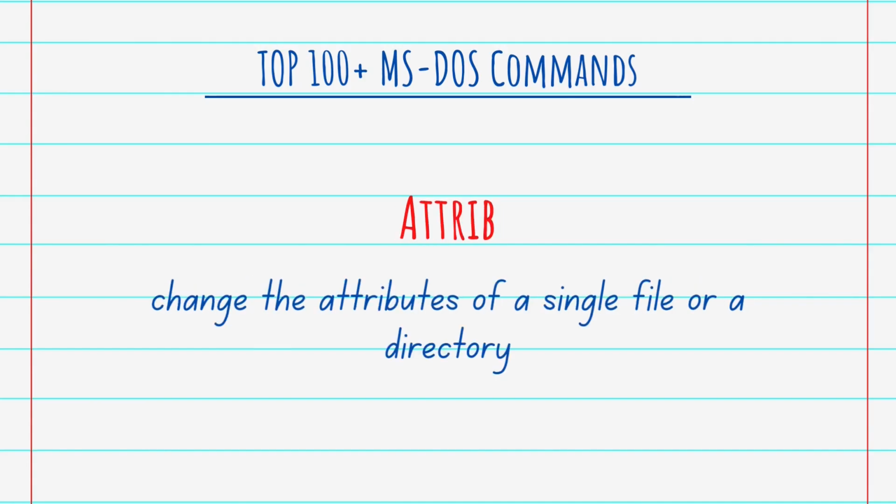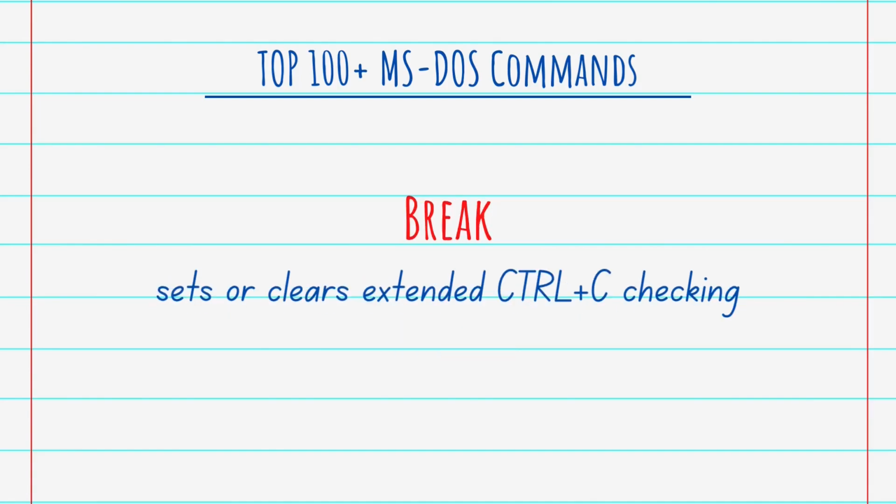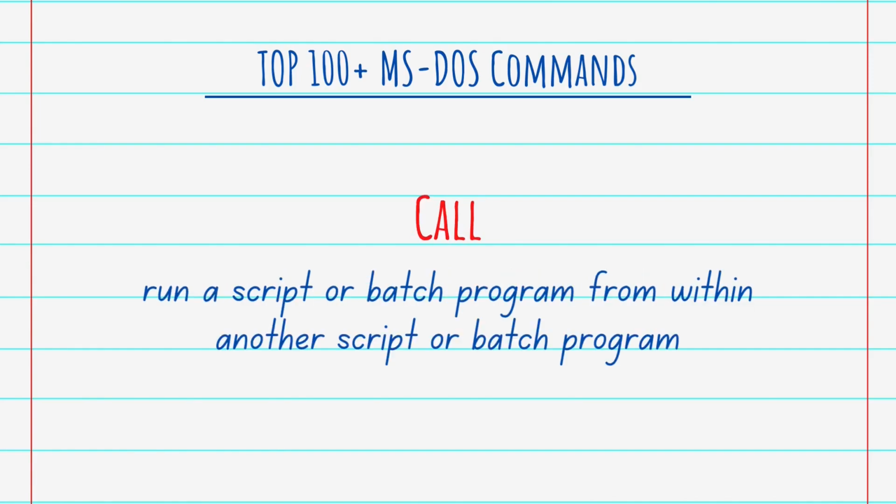Then attrib. The attrib command is used to change the attributes of a single file or a directory. Break. The break command sets or clears the extended Ctrl+C checking on a DOS system. Call. The call command is used to run a script or a batch program from within another script or batch program. The call command has no effect outside of a script or batch file. In other words, running the call command at the MS-DOS prompt will do nothing.